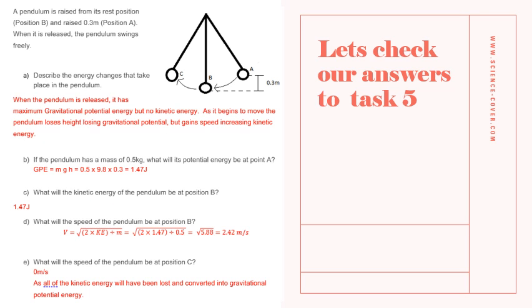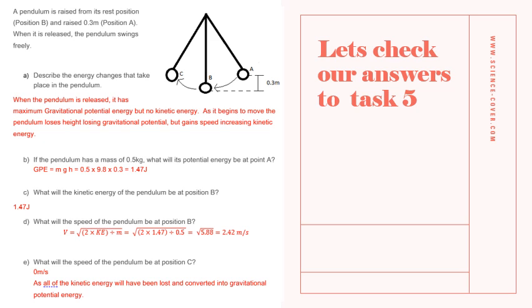Let's check our answers to task 5. A pendulum is raised from its rest position, position B, by 0.3 meters to position A. When it's released, the pendulum swings freely. Describe the energy changes that take place in the pendulum. So when the pendulum is released, it has gravitational potential energy but no kinetic energy. It then begins to move, so it gains kinetic energy but it will lose gravitational potential energy.